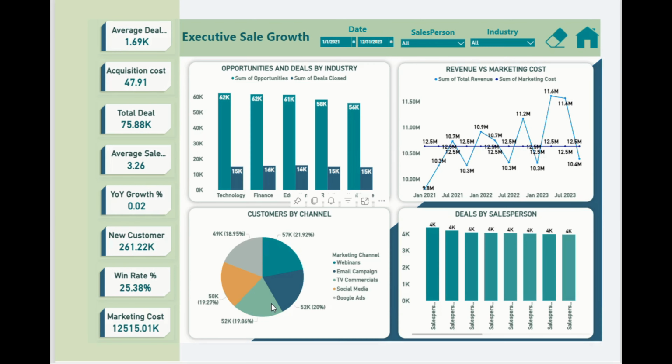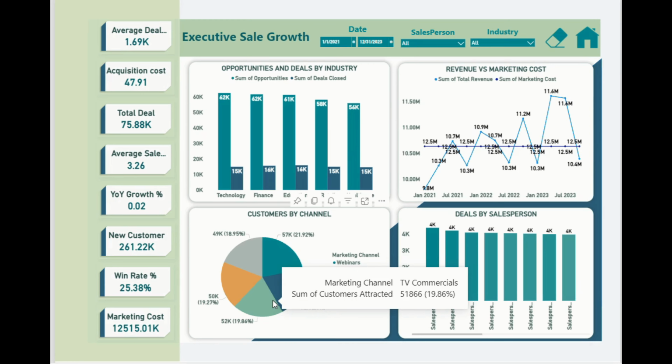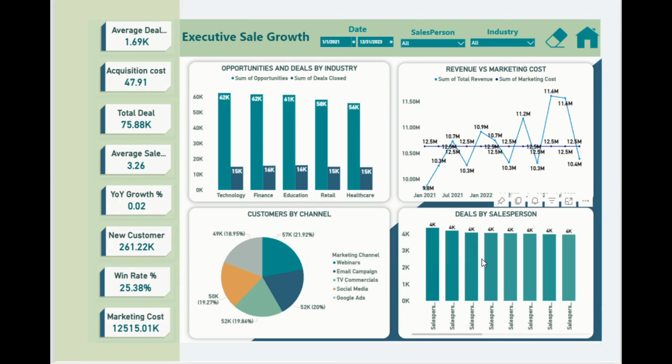In customer by channel, we identify which marketing channels are bringing the most valuable customers. The deals by salesperson visual highlights team performance and helps recognize consistent contributors while identifying areas for improvement.